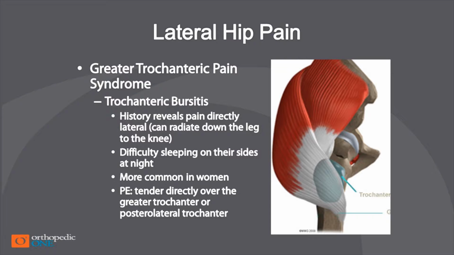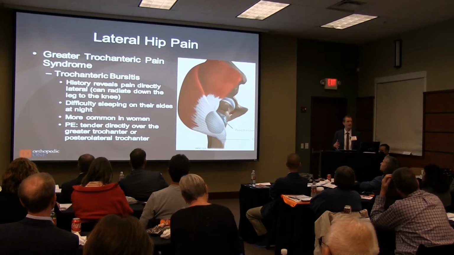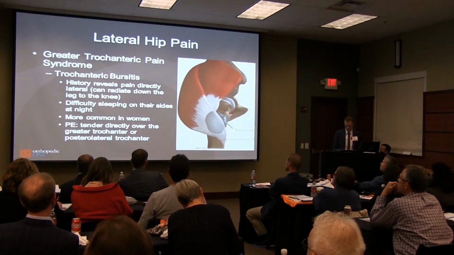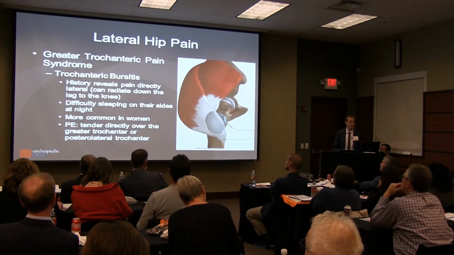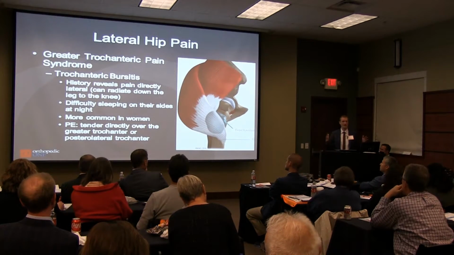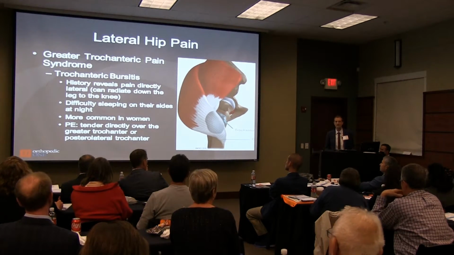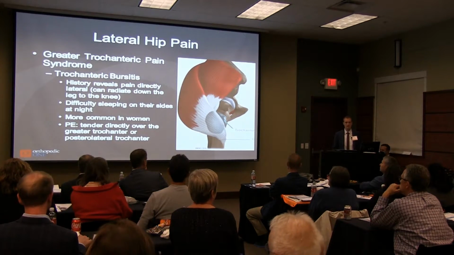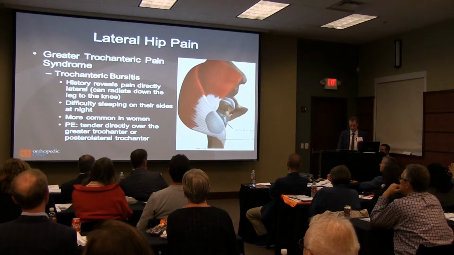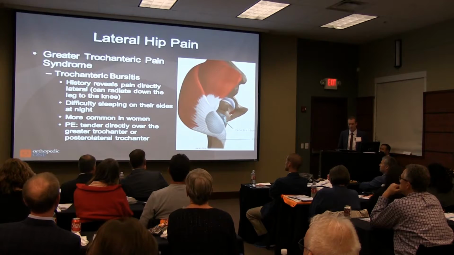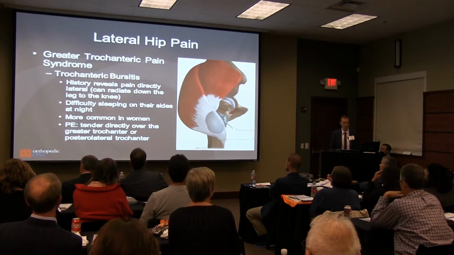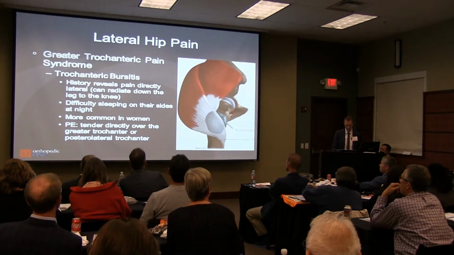These people will specifically say, I can't sleep on that affected side, because they're basically putting all of their body weight directly onto that inflamed bursa. It's oftentimes more common in women. Women have wider hips, which is going to put more tension on the IT band and predispose them to bursitis, more commonly than men. And again, on physical exam, these people are tender directly over the bursa right there at the trochanter.